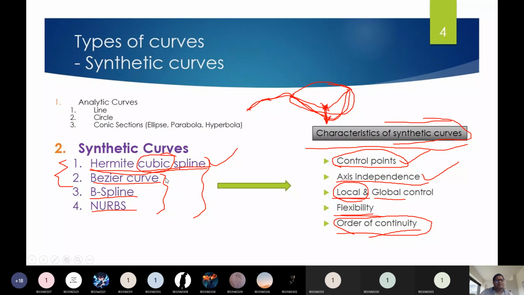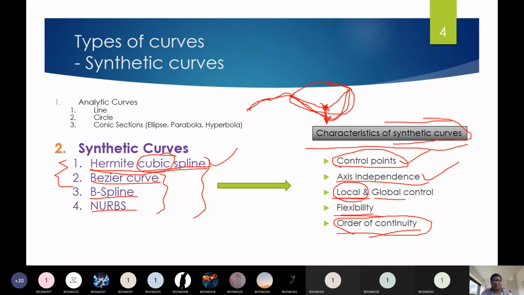In the last class, I told you that there are like four varieties of synthetic curves. Out of which Hermite cubic, of course, on top of that, there may be more number of synthetic curves also, but these are the very basic synthetic curves for our discussion. Out of which, in the last class I discussed Hermite cubic spline and all the mathematics behind it, its parametric equations, matrix form, and we also tried to solve a problem.